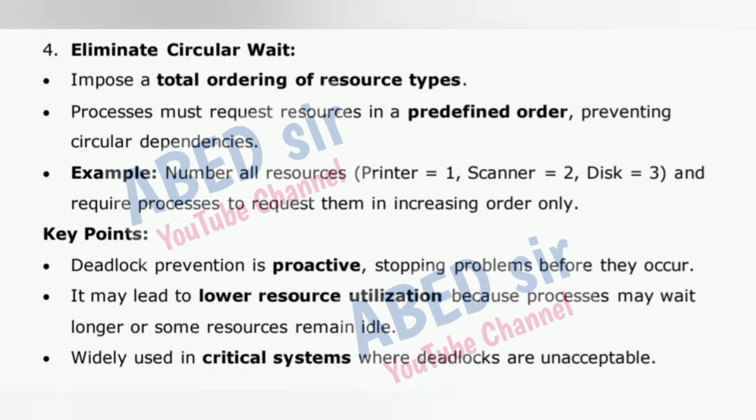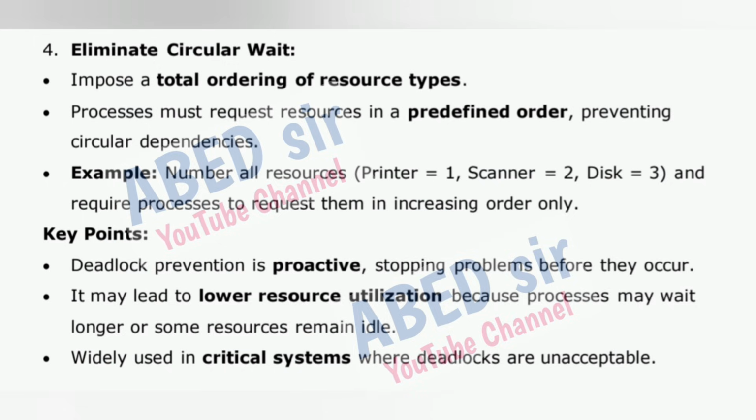4. Eliminate circular wait. Impose a total ordering of resource types. Processes must request resources in a predefined order, preventing circular dependencies. Example, number all resources, printer equals 1, scanner equals 2, disk equals 3, and require processes to request them in increasing order only.